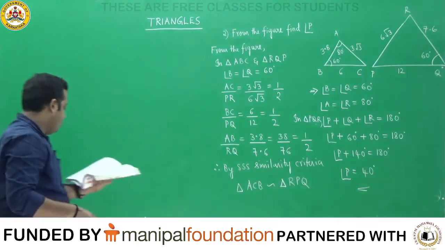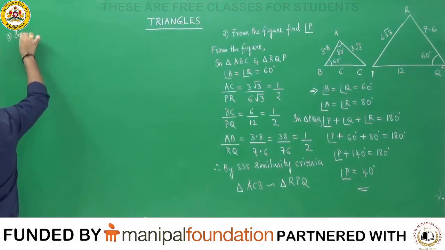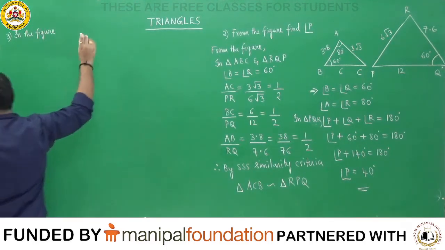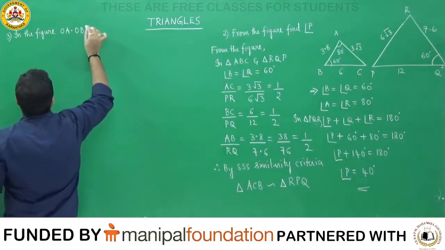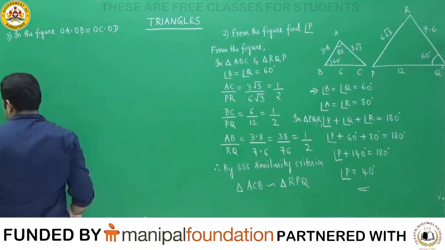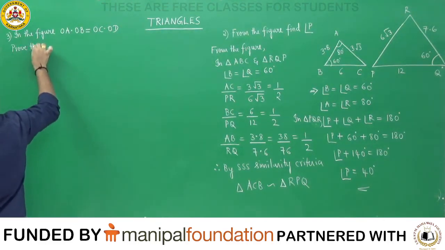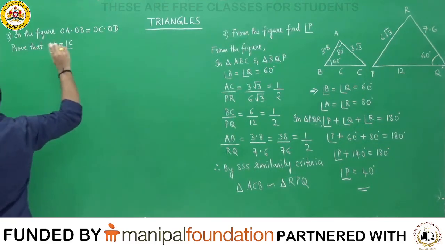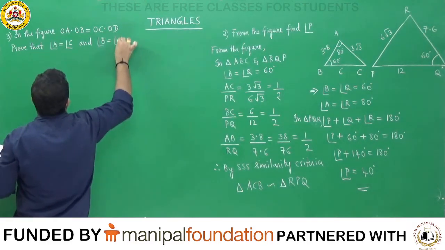Moving on to the next question. In the figure, question number 3, in the figure OA into OB is equal to OC into OD. Prove that angle A is equal to angle C and angle B is equal to angle D.